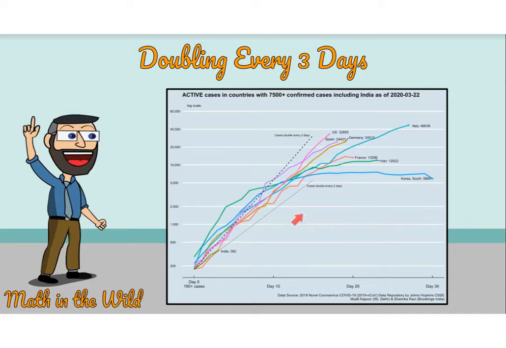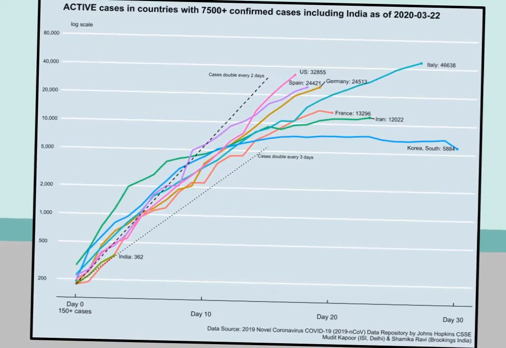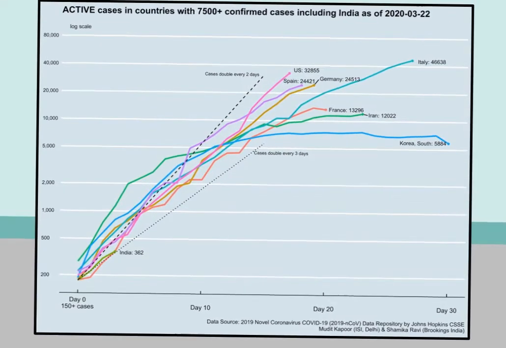So on this graph here, we have the active cases in countries with 7,500 confirmed cases as of March 22nd, 2020. If you look really closely, I'm just going to zoom in a bit so we can see the graph a little bit better. If you zoom in, you will notice that on the horizontal axis, we have the number of days that have passed, and on the vertical axis, we have the number of cases.